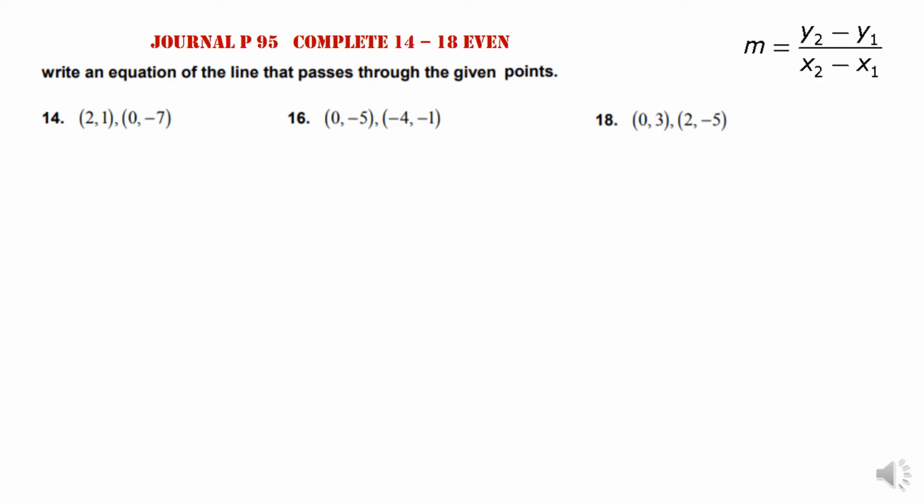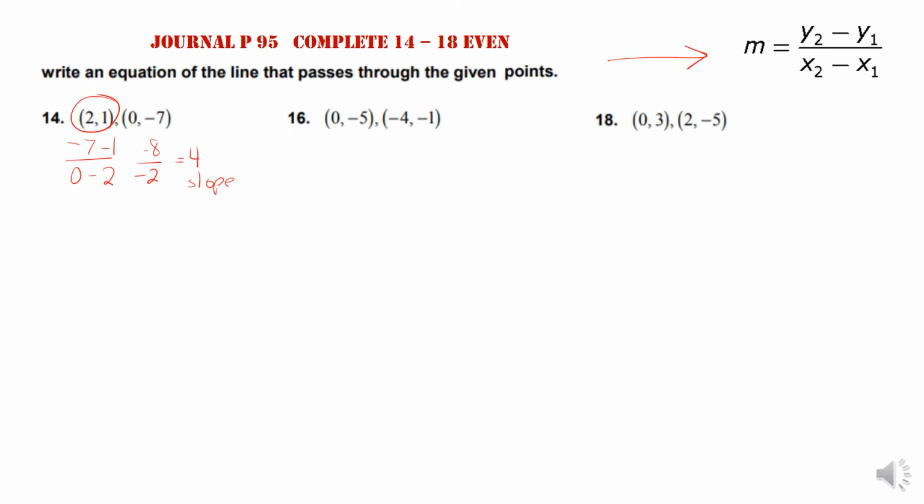Okay, so we're going to find an equation of a line that passes through these points. The problem is we don't have the slope yet, so we're going to have to use the slope formula. So I'm going to go negative 7 minus 1 over 0 minus 2. That's negative 8 over negative 2 equals 4. So now I have my slope. I can pick either point.